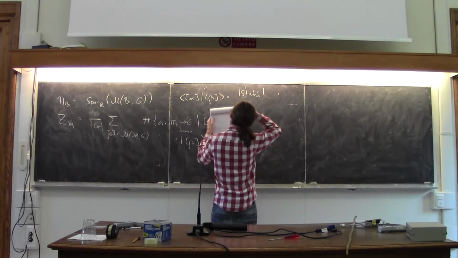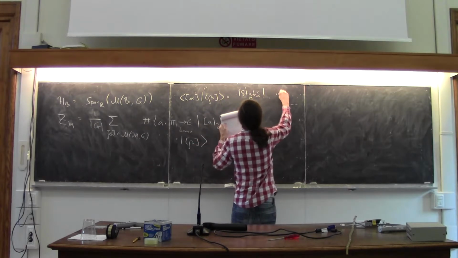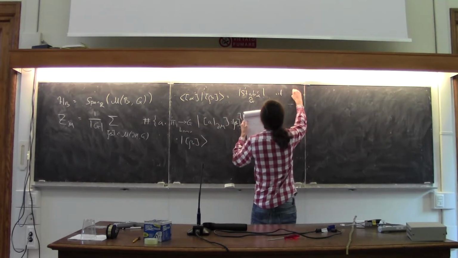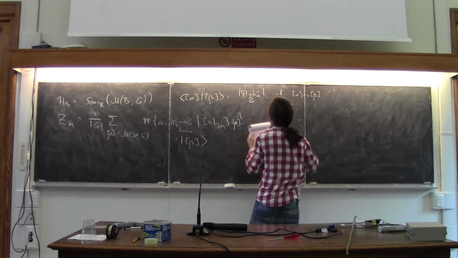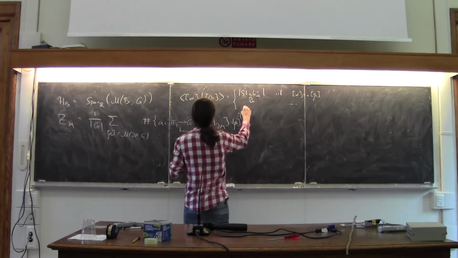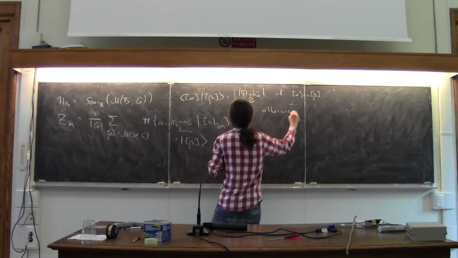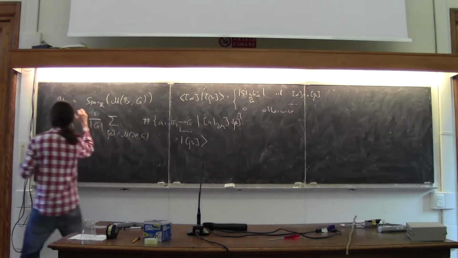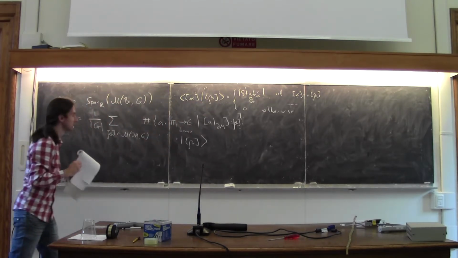So if the class of alpha equals the class of beta under conjugation, and 0 otherwise. So somehow this basis is orthogonal but not normalized.